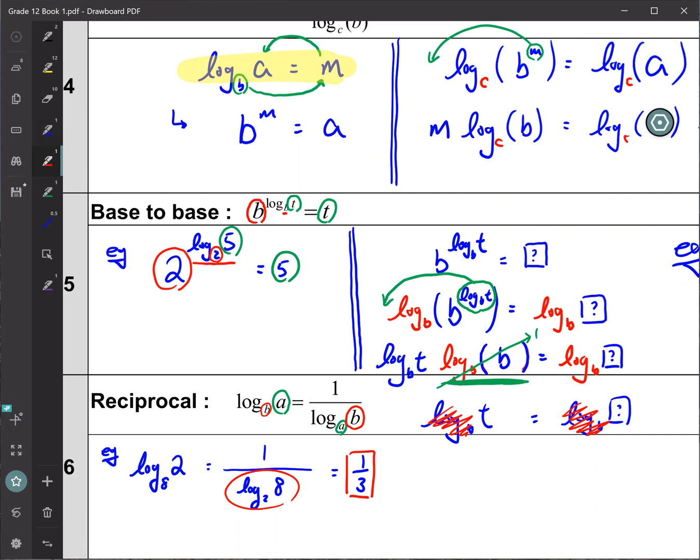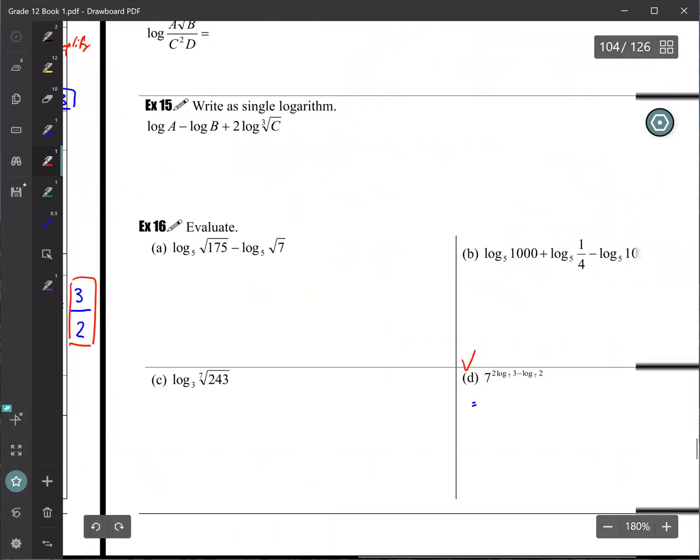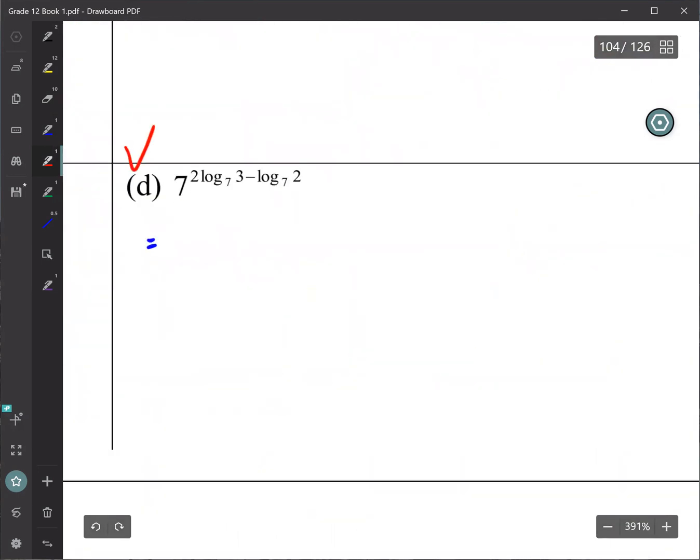Now, if you look at the question, you have base of 7, and how many logs are there? 2. So you cannot use it yet. You have to somehow make it into just 1 log first. Your focus right now should be on the exponent, how to make it into 1 log. And that's what we learned last class, how to turn it into 1 log.